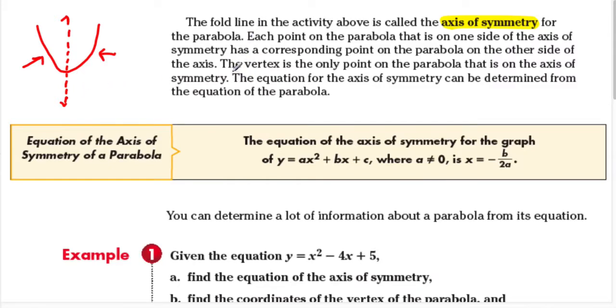So basically what it's saying also is that the vertex here is the only point of the parabola that is on the axis of symmetry, and this is what we call your axis of symmetry.